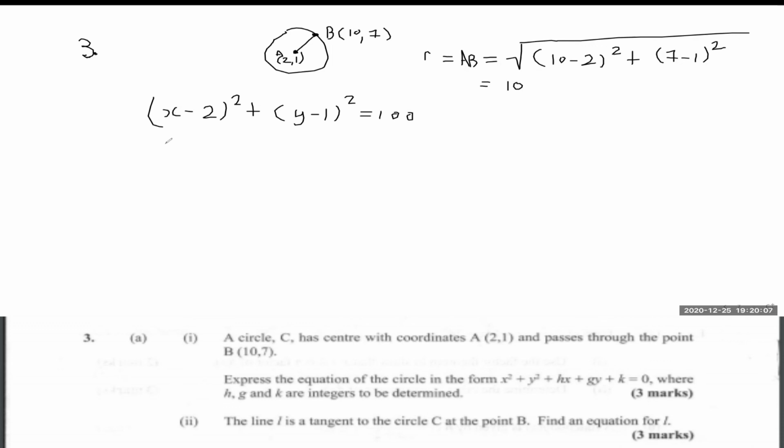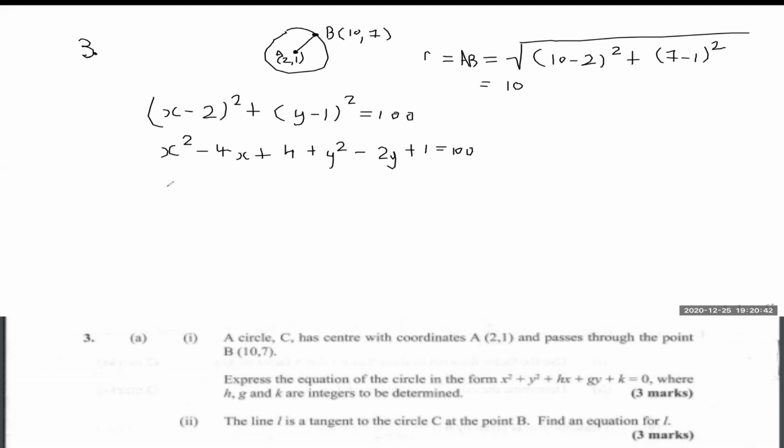To put it in that form, we need to expand this square up here. So expanding the square, this is now x squared minus 4x plus 4. Plus, this part now is y squared minus 2y plus 1. And that's equal to 100. All right.